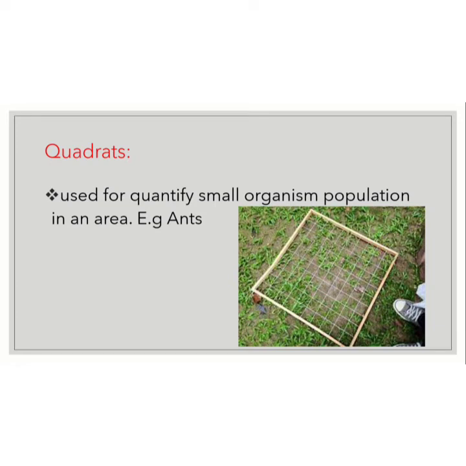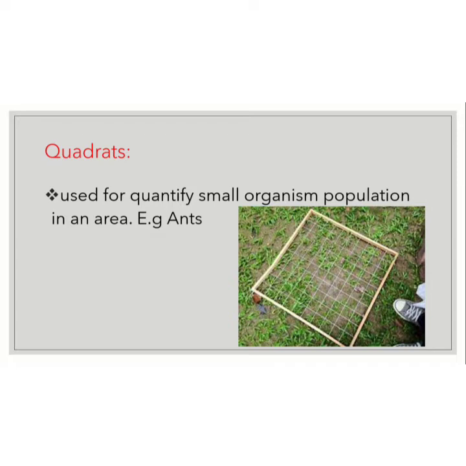You place it on the ground, you count the number of ants or plant species or small organisms in that given area, and then because you know the size of the quadrat and you know the size of the area that you're working with, you could therefore scale or work out how many organisms are in or on the football field, for example, once you know how much is in a small area of the field.